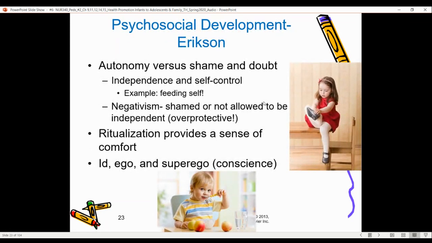Psychosocial development, Erikson's. So this is autonomy versus shame and doubt. They think they are autonomous at this age, right? The toddler, the 2-year-old wants to be independent, and they think they're independent at this age. They like to say things like, I can do this myself. They really will get ornery when they aren't given those opportunities. So we want to help them develop that independence and that autonomy.